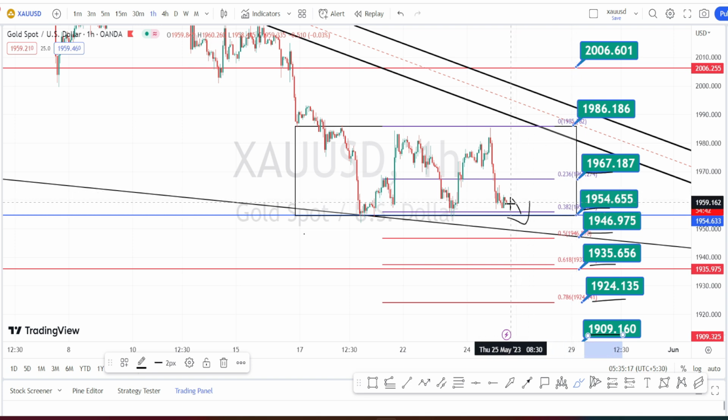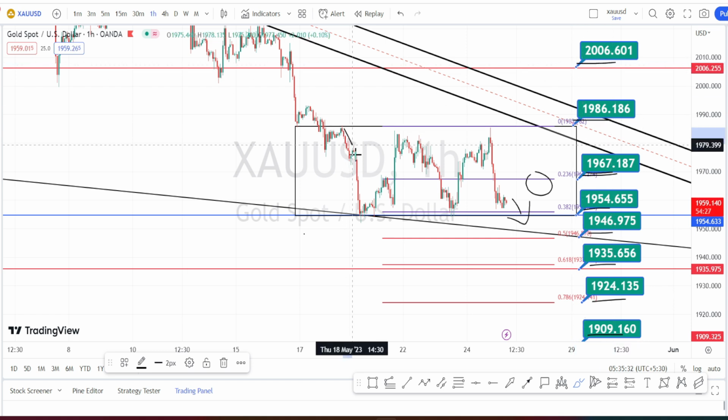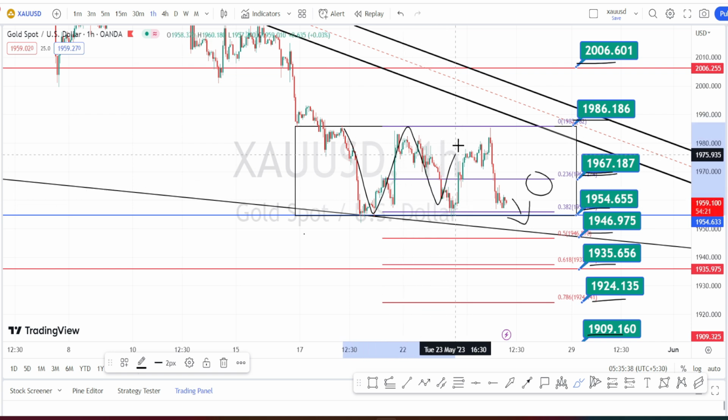And on the bullish side, if the price action breaks the current resistance level of 1967, next level of resistance is going to be around 1986 and 2006. For now, the current price action is consolidating within this rectangle pattern on a sideways price action, waiting for the debt ceiling issues to be resolved. Let us mark the support and resistance levels for 30 minutes time frame.